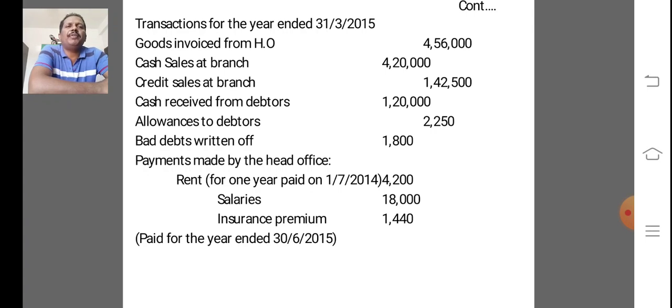And transactions for the year ended 31/3/2015: goods invoiced from HO 4,56,000, cash sales at branch 4,20,000, and credit sales at branch 1,42,500, cash received from debtors 1,20,000, allowances to debtors 2,250, bad debts written off 1,800, and payments made by the head office: rent for 1 year paid on 1/7/2014 is rupees 4,200, salaries 18,000, insurance premium 1,440. That is paid for the year ended 30th 6 2015.